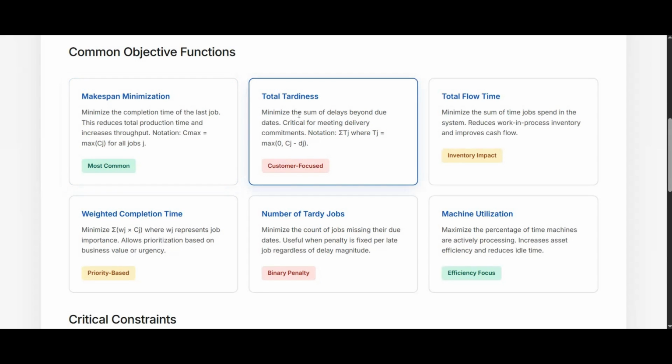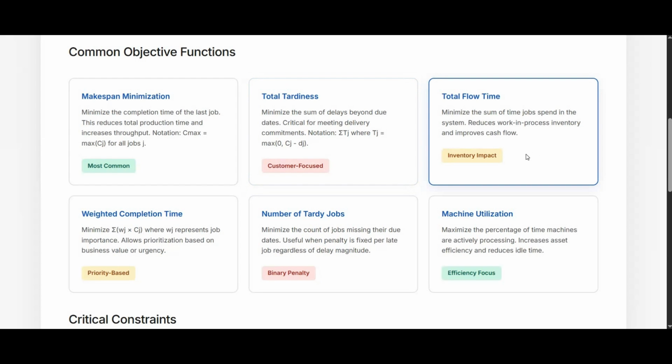Now, total tardiness. This one minimizes how much time jobs go past their due dates. The notation is the sum of T sub j, where T sub j equals max of 0, C sub j minus d sub j. It is a customer-focused metric because it keeps delivery commitments on track. Then total flow time. Here we minimize how long jobs spend inside the system overall. That helps reduce work-in-process inventory and improves cash flow.